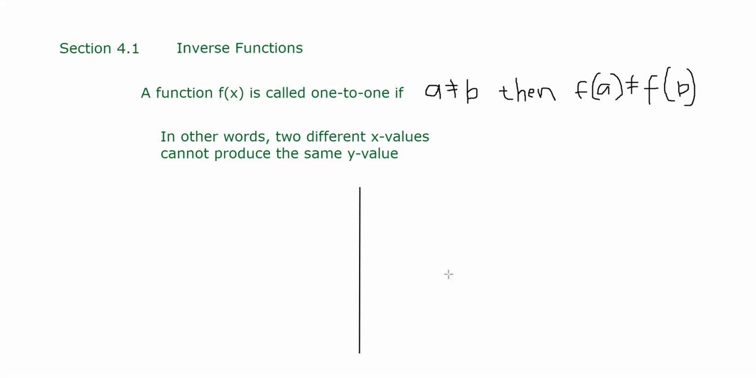Earlier, we talked about a function passing something called the horizontal or the vertical line test. Let me draw a simple graph. So let's see. Let's make something that looks kind of like a cubic function here.